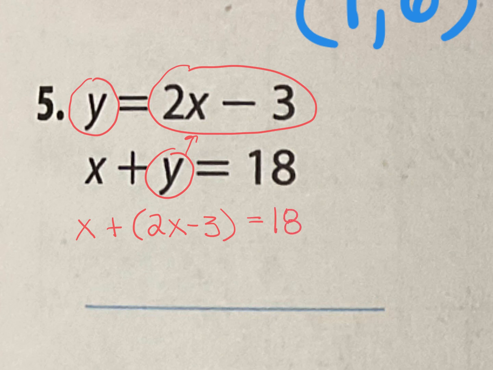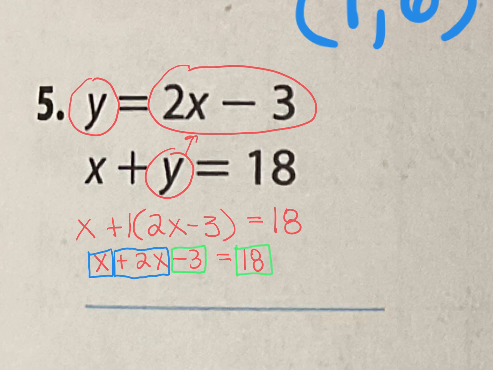Now to get rid of parentheses, we have to multiply, but it's just a 1 out here, and 1 doesn't change anything. So basically, we can get rid of the parentheses just by itself. x plus 2x minus 3 equals 18. And let's see the teams that they belong in. Here's an x term. Here's an x term, positive 2x. Here's a number term. Here's a number term.